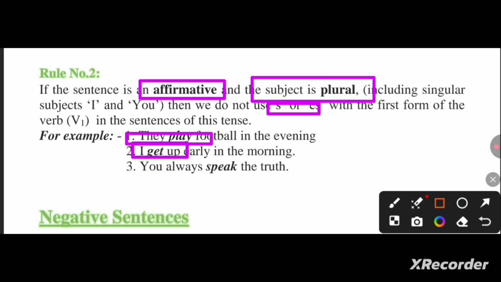Similarly, you. Here we have used only the first form of the verb, that is speak. You always speak the truth. The subject is singular, that is you. Here again we have to use only the first form of the verb without using S or ES when the subject is you.